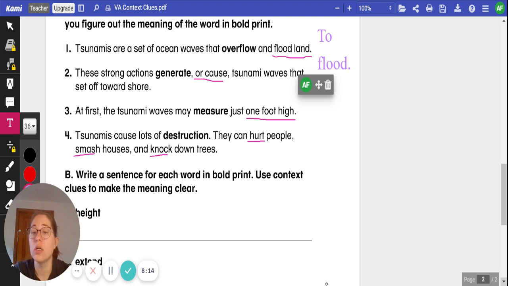Number 4, destruction was our bold word. And we have 3 other words that we could highlight: hurt, smash, and knock. Or you could have highlighted that whole half of the sentence: hurt people, smash houses, knock down trees, right? We know that tsunamis have a lot of destruction. We know that destruction means they do a lot of bad things.